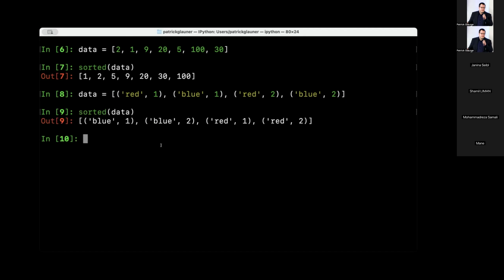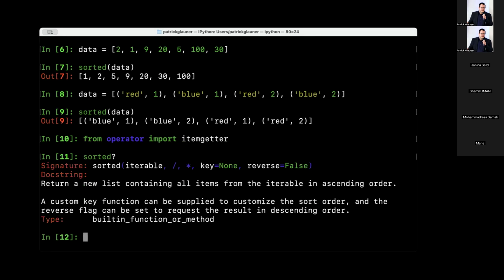We will get something, but we would need to read the literature, the documentation now. How does it actually sort this? We can actually control this. What we need is, from the Python operator module, the so-called itemgetter. And what you can always do in Python is, in the command line, put a question mark behind a function, and then you get its documentation.